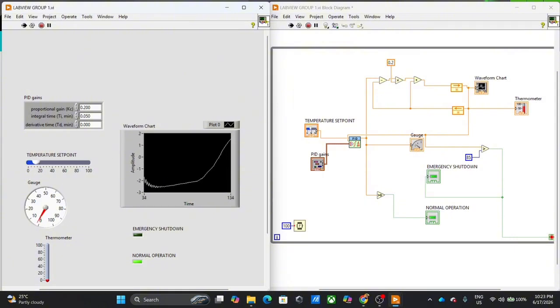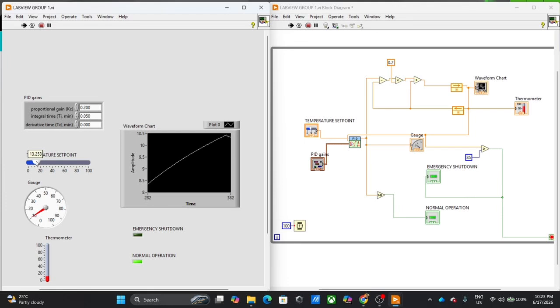As you can see, the gauge is also following the temperature set point. So we can see the set point is 15, but the gauge is still at 10 because the PID gains are already set to 0.2, 0.05, and 0. So it gradually increases to maybe around 15.